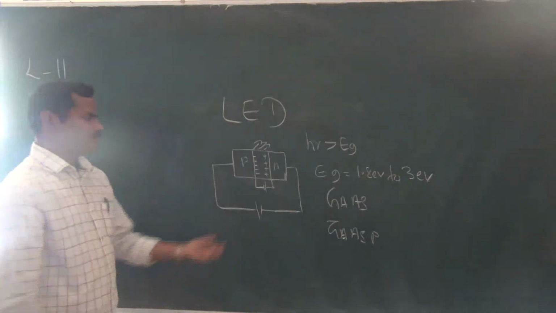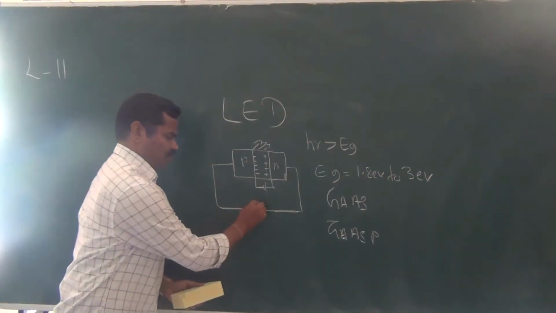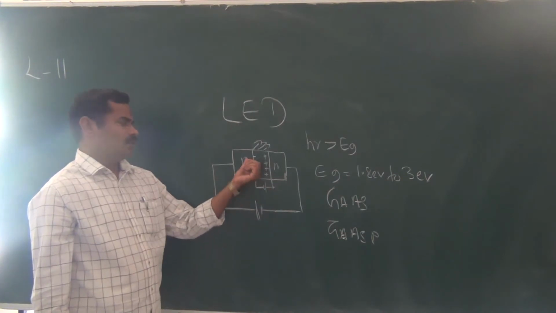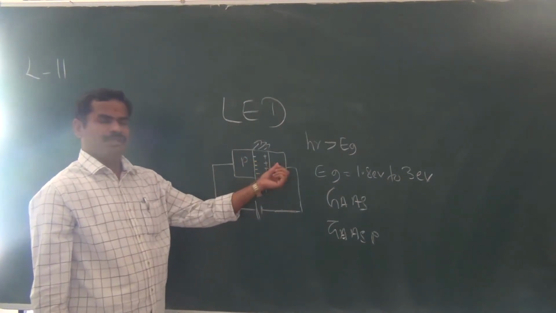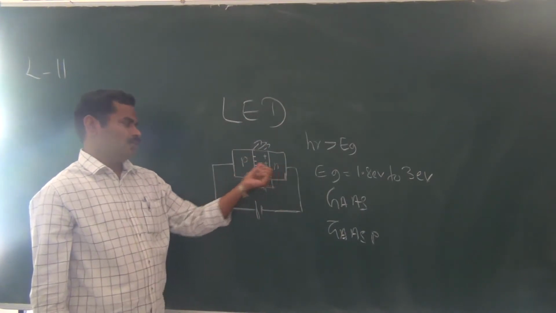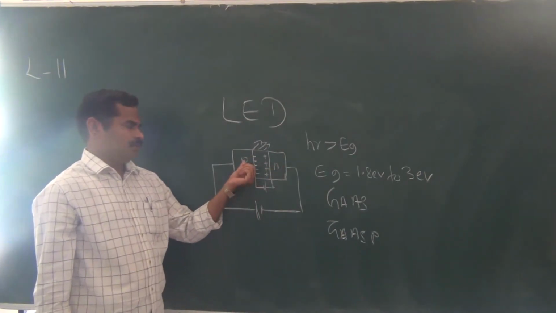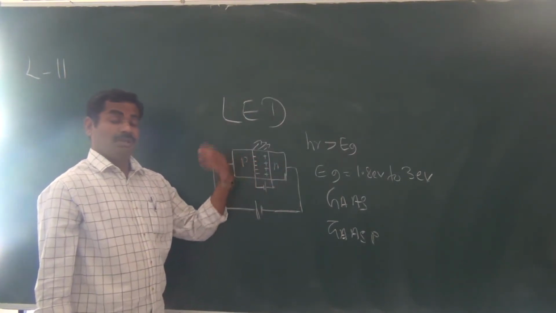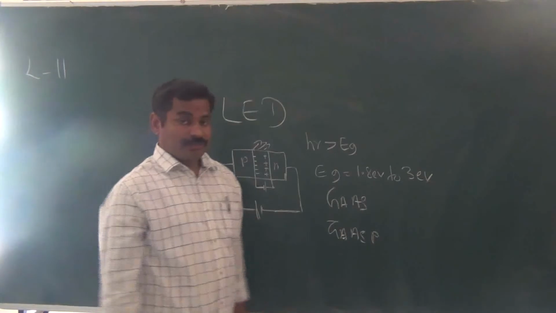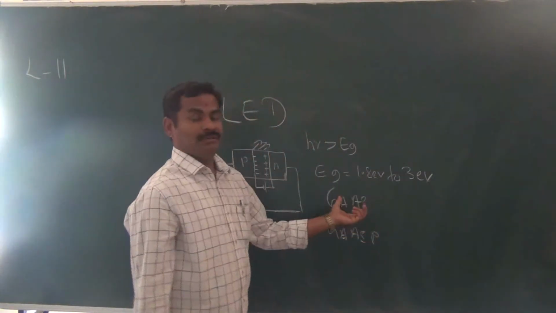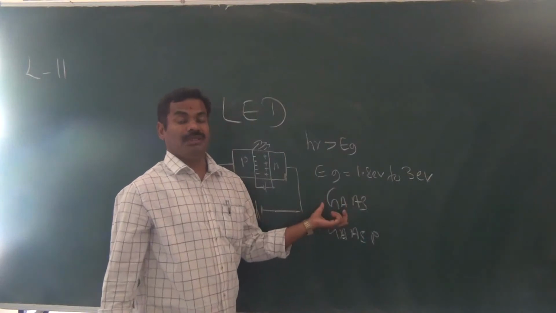And as you know, because of forward bias the depletion layer decreases. Holes are majority carriers on the p side, and electrons are majority carriers on the n side. The holes move towards the n side, and the electrons move towards the p side. Then the holes recombine in the n side, and the electrons recombine in the p side, and whenever the electron and hole recombine, they give the energy in terms of light. This is about your LED in brief.